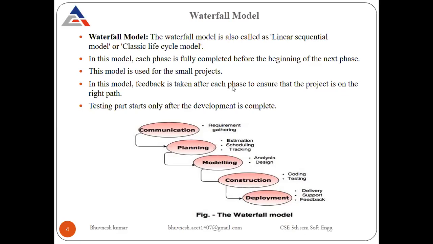The point says feedback is taken after each phase, and this is done in the iterative waterfall model, but not in the classical waterfall. Note that point. In the classical waterfall model, feedback is only taken when you deploy your product. The user uses your product, then the user will give you feedback. But in the iterative waterfall model, there is feedback after each phase. After completing each phase, there is feedback. Only in iterative waterfall, not in the classical waterfall.